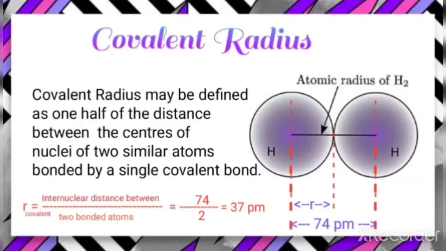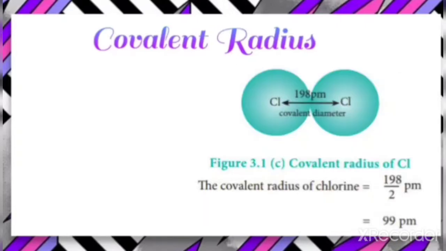Let us take another example. Chlorine molecule. In the case of the chlorine molecule, here also two similar atoms are taken, and the internuclear distance between the two chlorine atoms is 198 pm. That is the covalent diameter. This much value is called the covalent diameter. And when you make a half of this, that will give rise to the covalent radius.